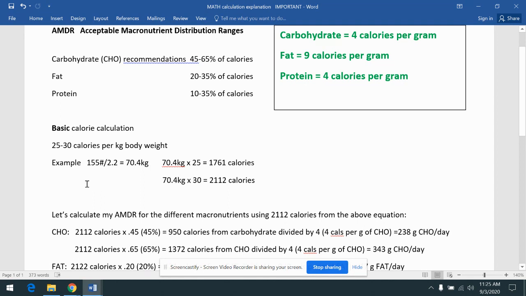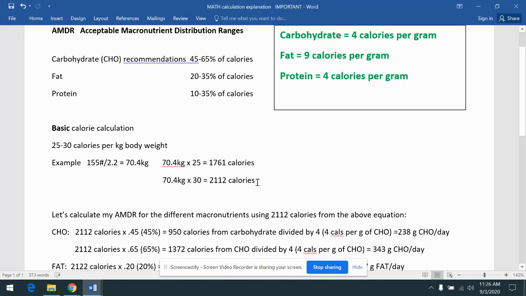body weight. So for example, a 155-pound person, we would divide by 2.2 to get their weight in kilograms, 70.4. And then we take that and multiply by 25 to get 1,761 calories. And then we'll take the higher range, which would be multiply weight in kilograms by 30 to get 2,112 calories.